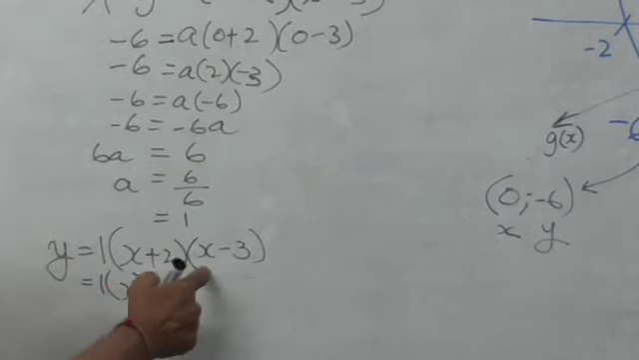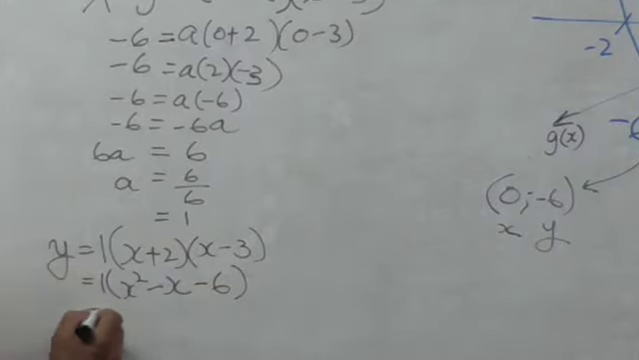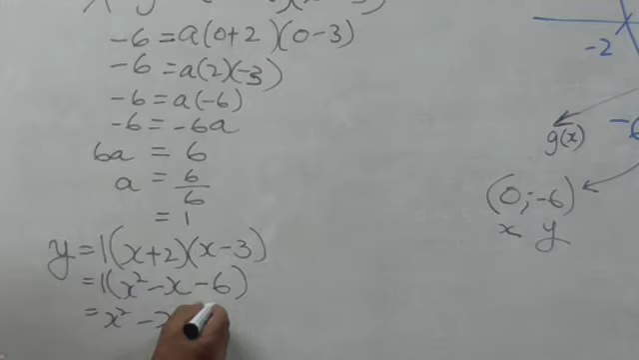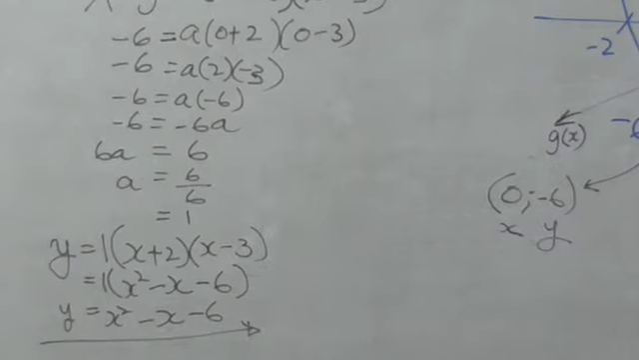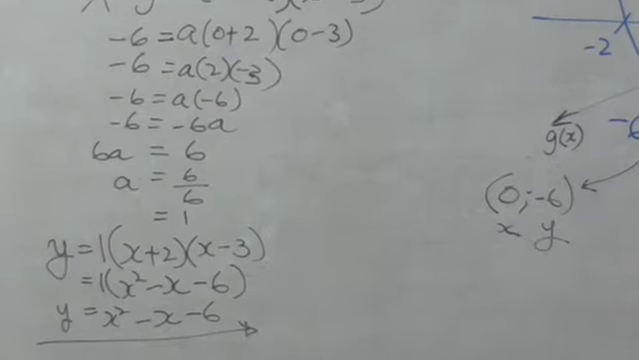You'll get x squared plus 2x minus 3x will give you minus x, plus 2 times minus 3 will give you minus 6. And then finally you multiply it out. 1 times x will give you x squared. 1 times minus x will give you minus x. 1 times minus 6 will give you minus 6. So there is your final answer for f of x.